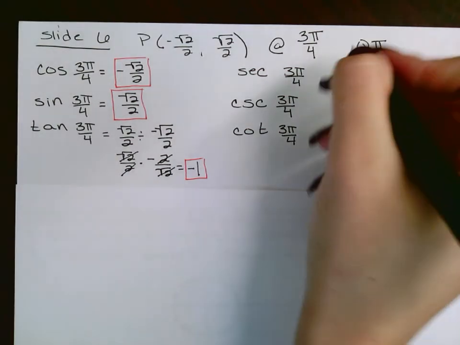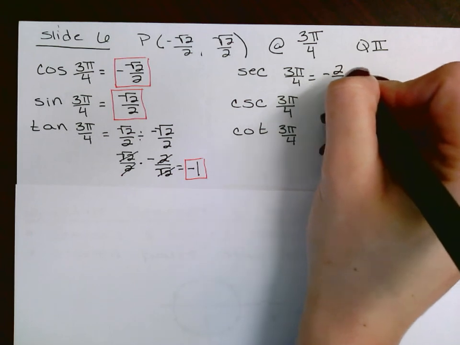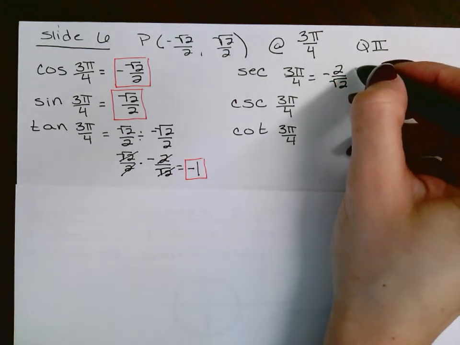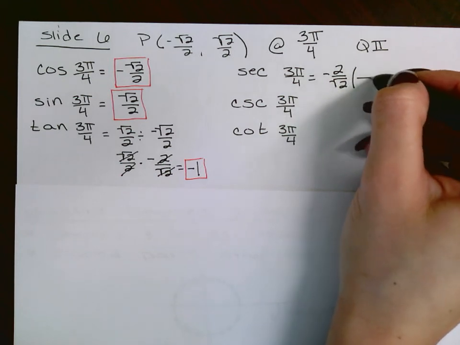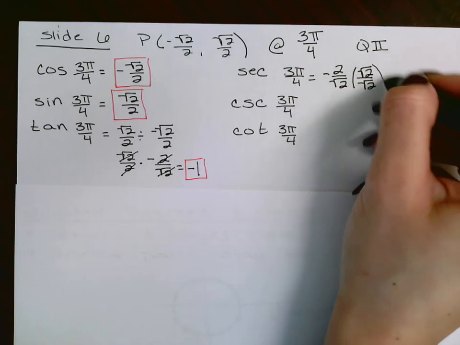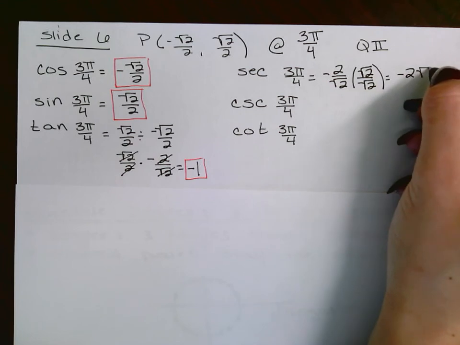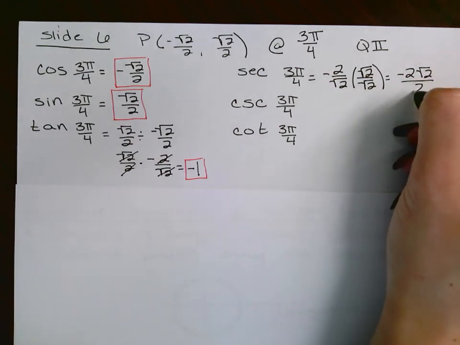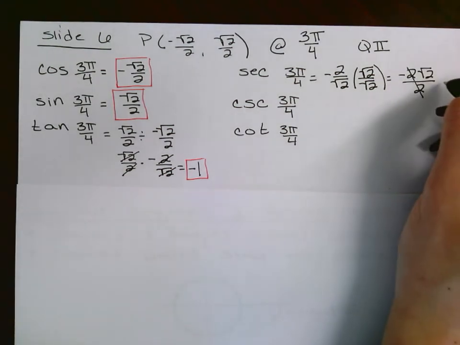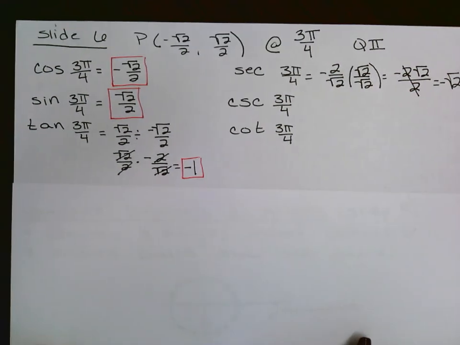What is the rule for secant? Flip cosine. So I get negative 2 over radical 2. What's wrong with this? Right, I shouldn't have that radical in the denominator, so I'm going to multiply by radical 2 over radical 2. I end up with negative 2 radical 2 over 2. And if you stop there, you're technically still right, but these 2's reduce, so the cleanest answer would be negative radical 2.